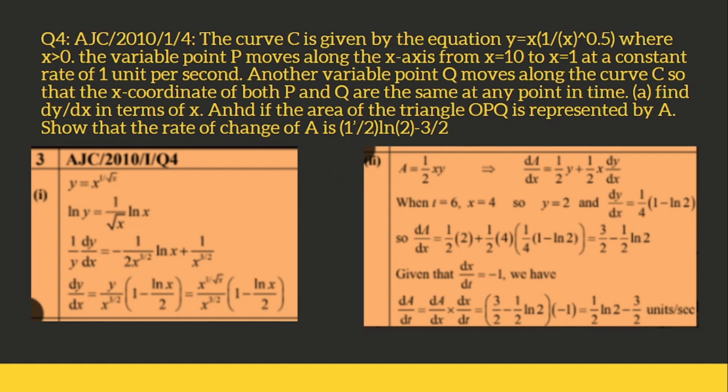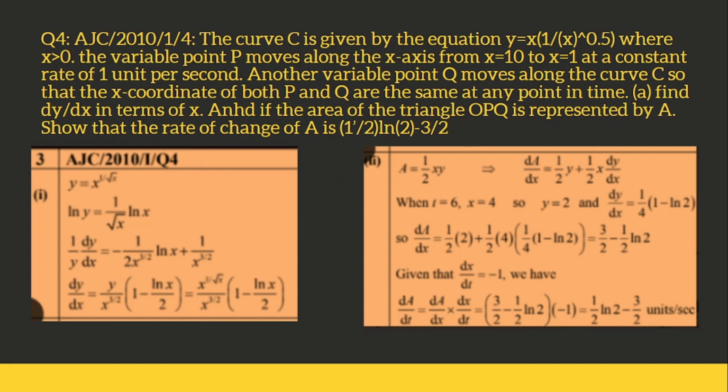So the first part, you have y equal x to the power of 1 over square root x. To get rid of the power, we again apply a ln to both sides to get our 1 over square root x ln x. We will then differentiate with respect to x, and we will find that that is our expression for dy/dx, which is x to the power of 1 over square root x over x to the power of 3 over 2, times 1 minus ln x over 2.